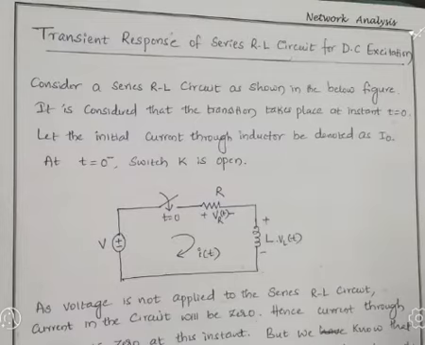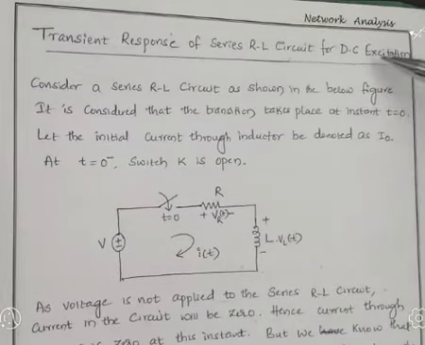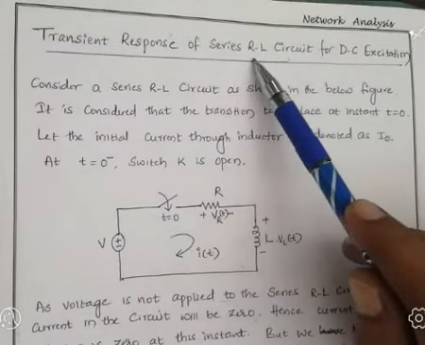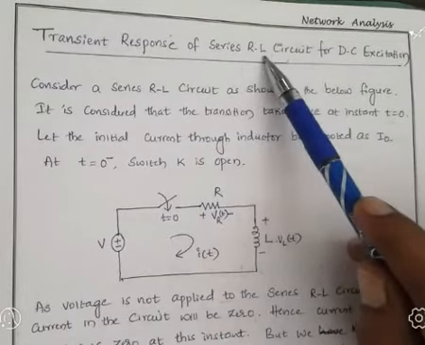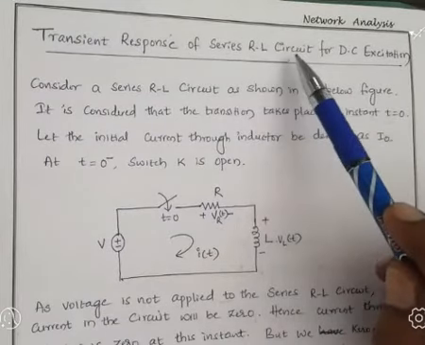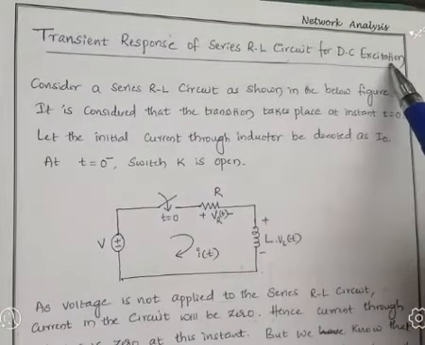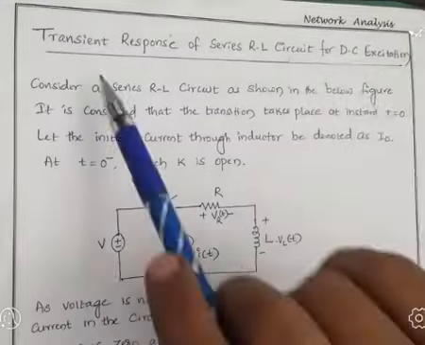Transient response of series RL circuit for DC excitation. Excitation means input. Which kind of input are we applying to the series RL circuit? A circuit having a series connection of resistor and inductor. For that circuit, we are applying DC voltage as an input. And for that kind of network, we are going to find the transient response.